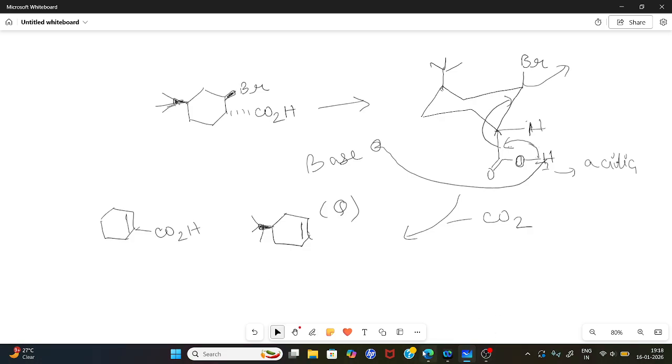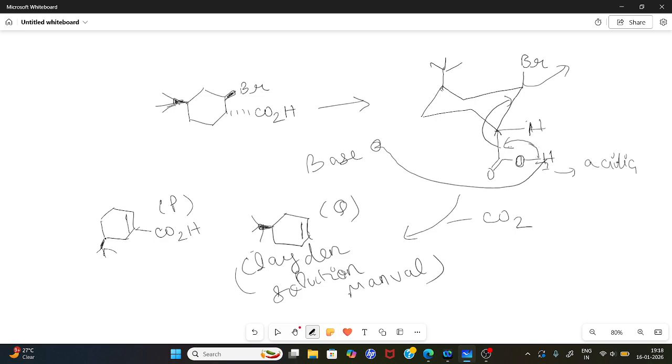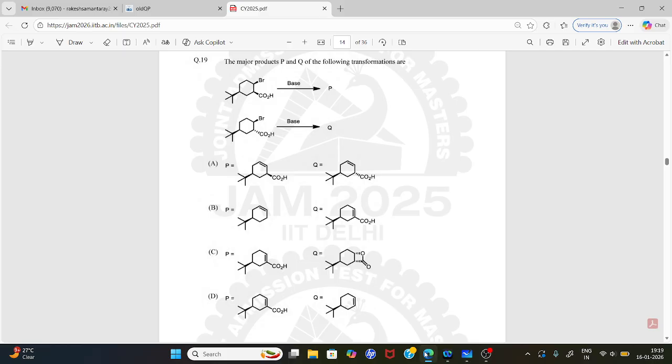So guys, one small piece of information. I would like to inform you that this question was typically from the Clayden Solutions textbook, or you can say the Clayden Solution Manual. In that manual, it was specifically stated that this question is a good case where base catalyzed decarboxylation is taking place.